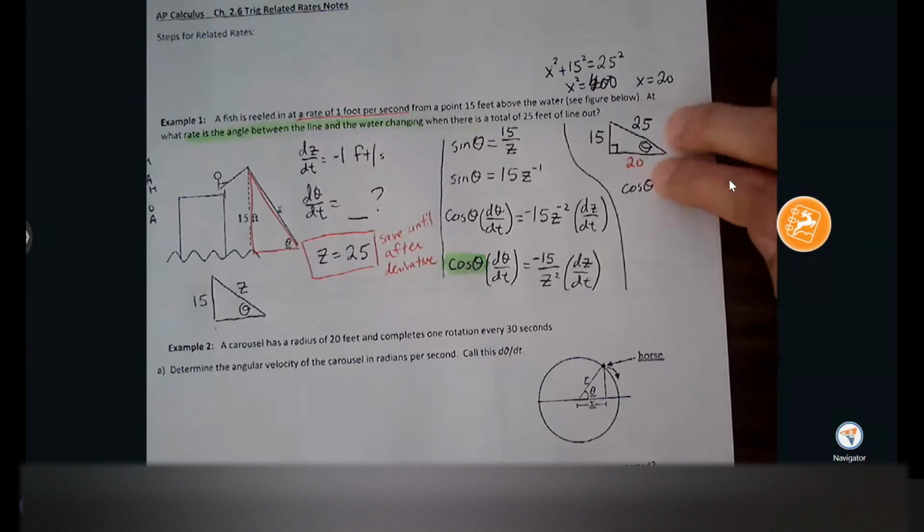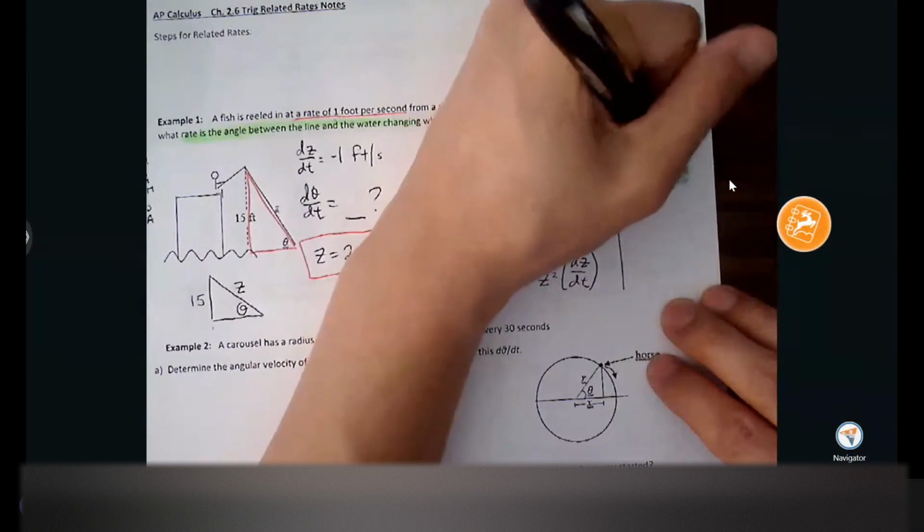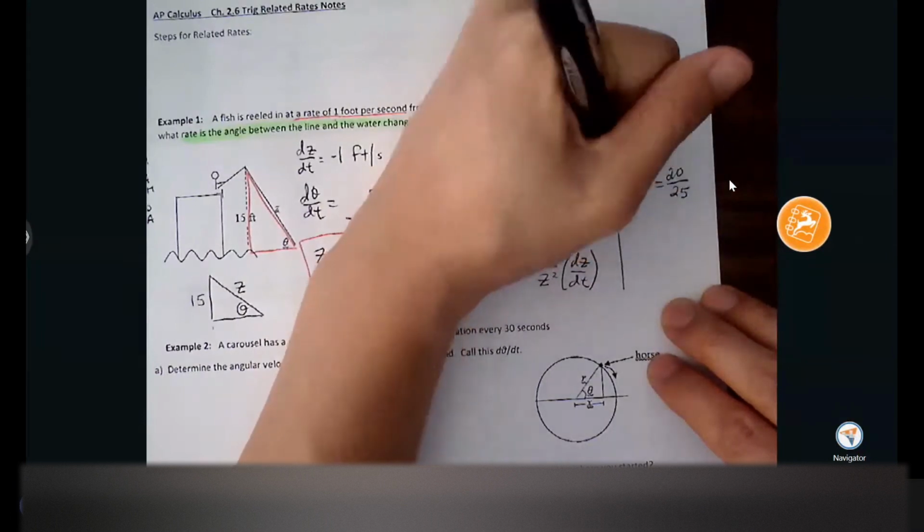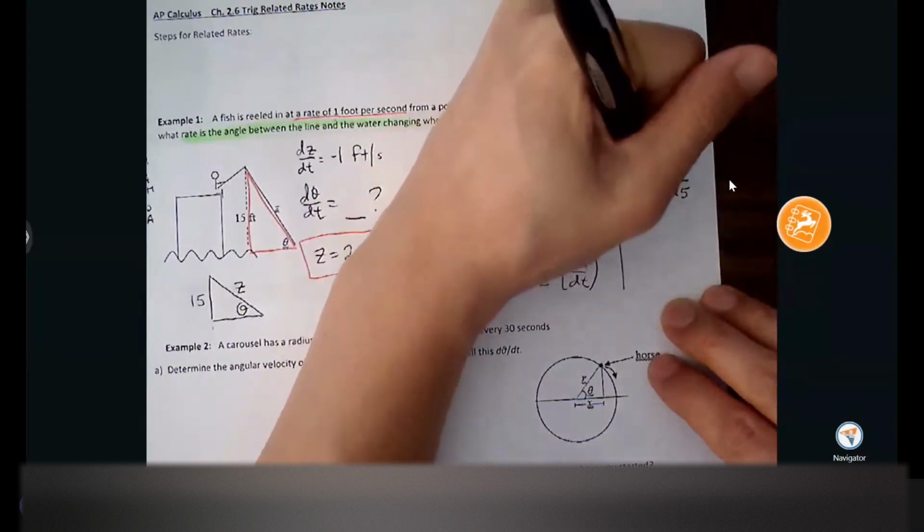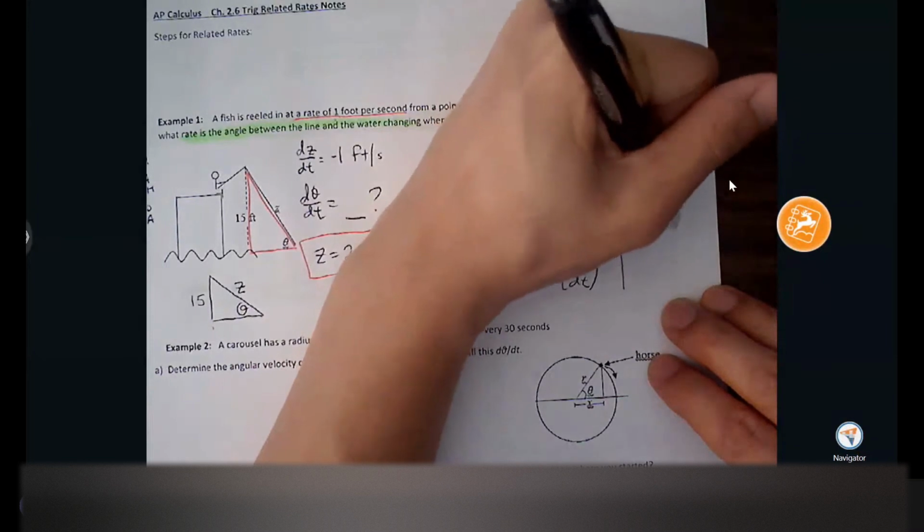(20/25). There we go, right? Adjacent over hypotenuse, which reduces to 4/5.